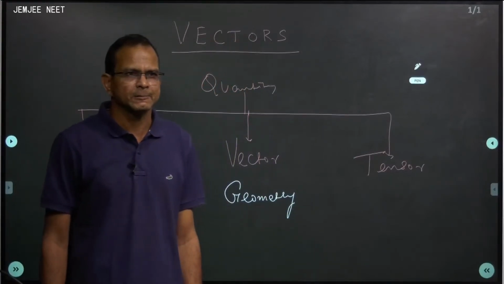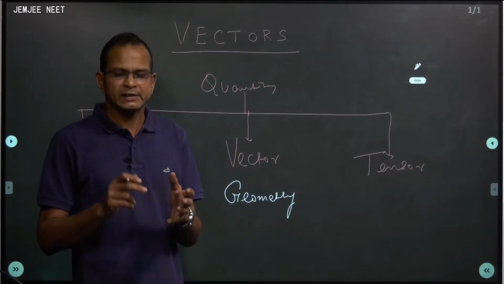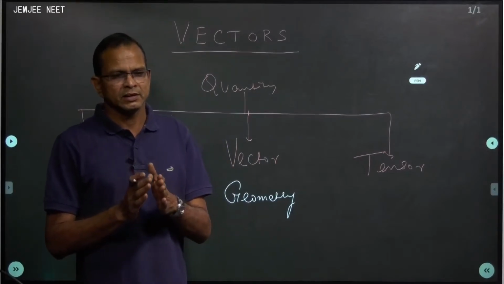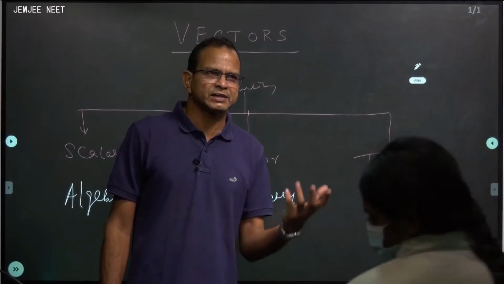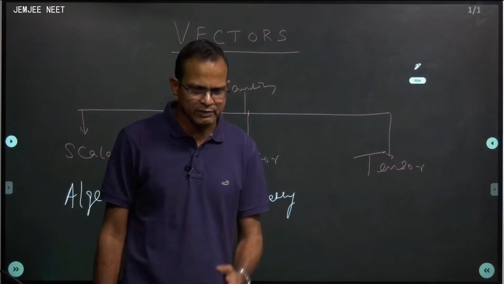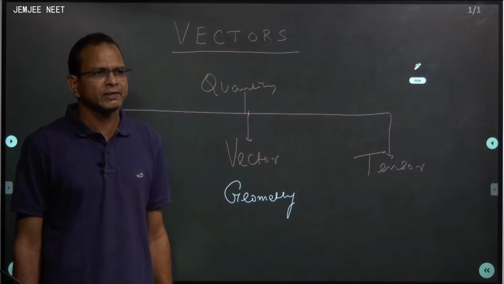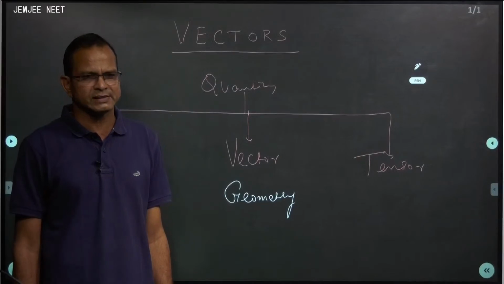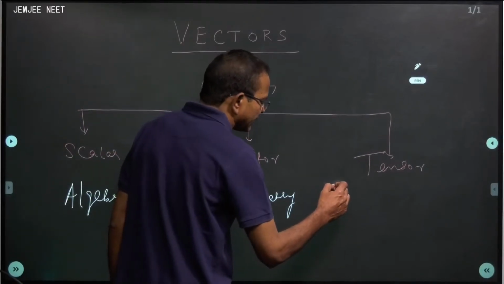Then what is a tensor? It is neither a vector nor a scalar, but it takes different values in different directions. It doesn't have a definite direction, and it does not have a definite value. What are good examples for tensor at the plus one level, at IIT JEE level? The best number one example is moment of inertia.